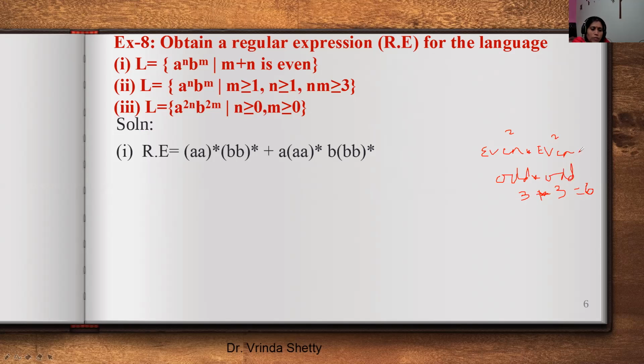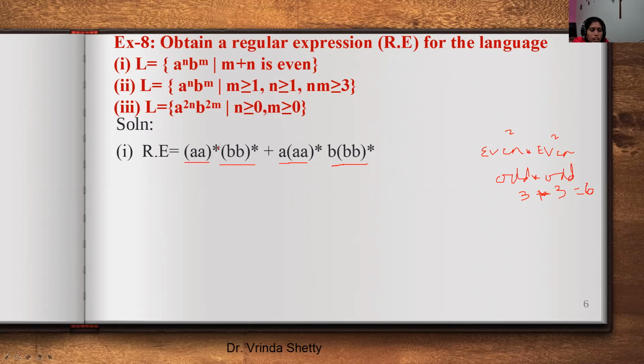So even into even is even, odd into odd is odd. So odd into odd is even. As it is an even length, we'll take care of both even length and see here. This is even length, this is even length. Both if you take also, you are going to get an even length. But when it comes here, this is odd length and this is odd length. Odd also will give an even. Even will give an even.